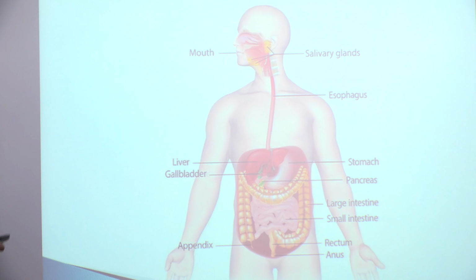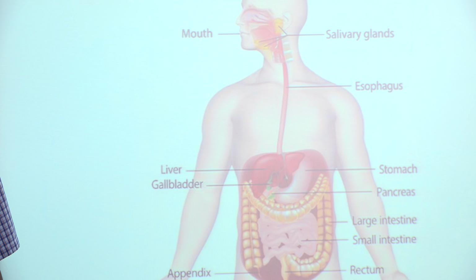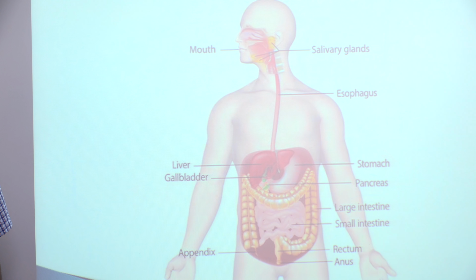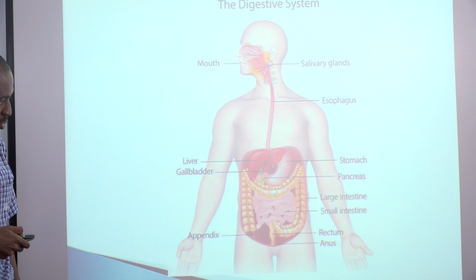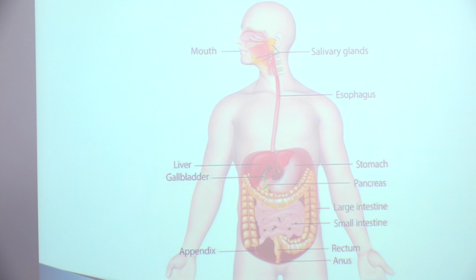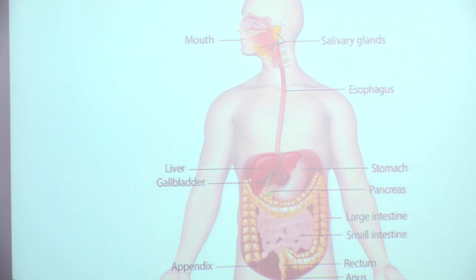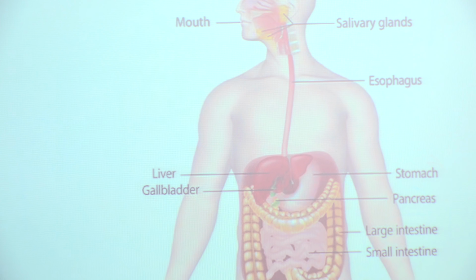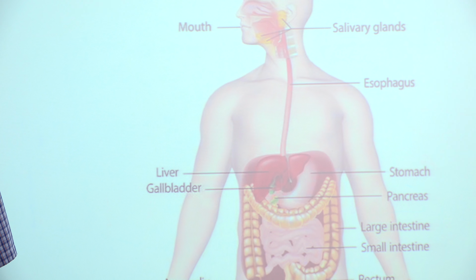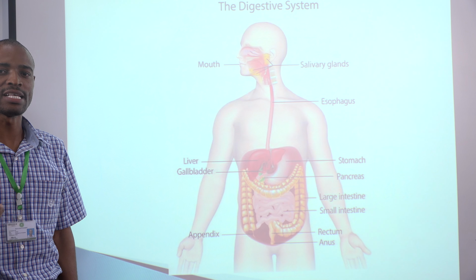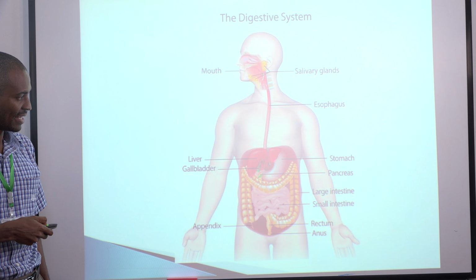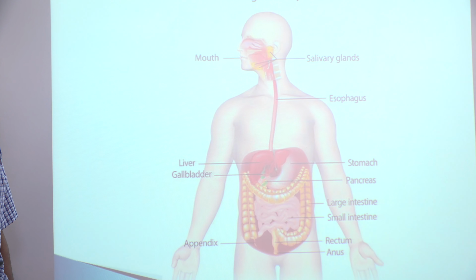In the stomach, we have HCl, which is hydrochloric acid. The acid is there to make sure that any germs which might be present in the food are killed. And then still in the stomach, we have gastric juice. The work of the gastric juice is to digest proteins. So once the food is in the stomach, the gastric juice works on the food.